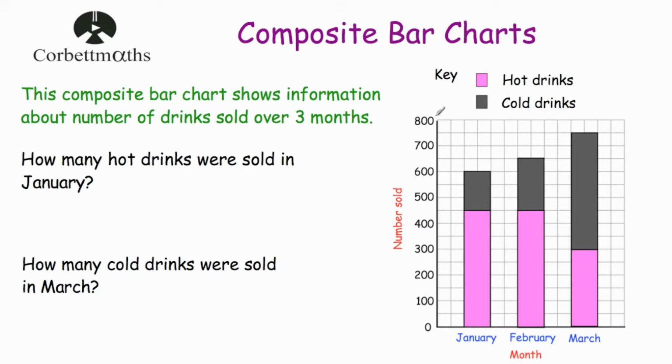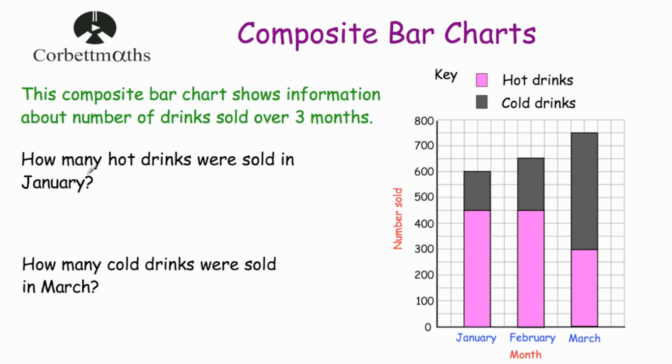So this composite bar chart shows information about the number of drinks sold over 3 months. So we've got January, February and March. And here we've got a key at the top, and a key is very important with a composite bar chart because you need to know which colour or which pattern each bar is and what it corresponds to. So here we've got in pink hot drinks, and then in dark grey we've got cold drinks.